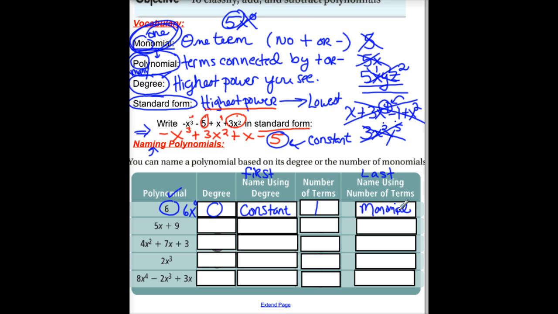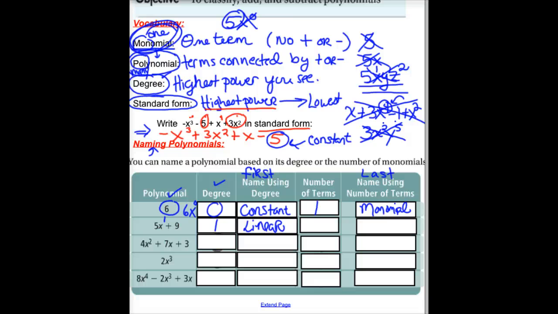All right, now I'm going to name this next one by both degree and terms. Well, what is its degree? It's to the first degree, so that's degree 1. It's the highest power I see, and we call those linear. The reason is last year in 8th grade you studied linear algebra, and this might look kind of familiar to you as y equals mx plus b. You might remember that that's the slope and intercept of a line. So we call those linear because their graphs make lines.